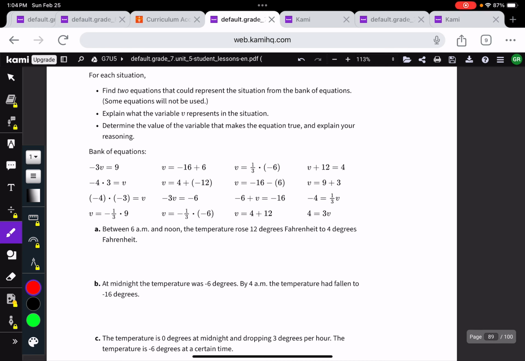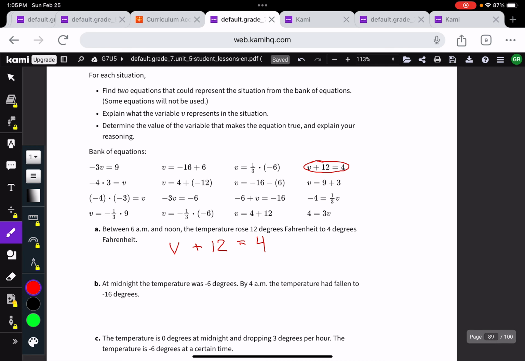Between 6 a.m. and noon, the temperature rose 12 degrees Fahrenheit to 4 degrees. So the temperature was something. In this case, everything's going to be v. It rose. I mean, that's a plus sign. It rose 12 degrees. And now it is 4. So let's look. Do you see an equation like that up there? Yeah, here it is.